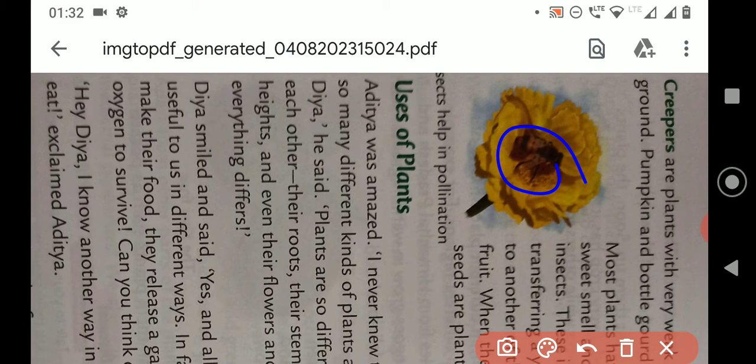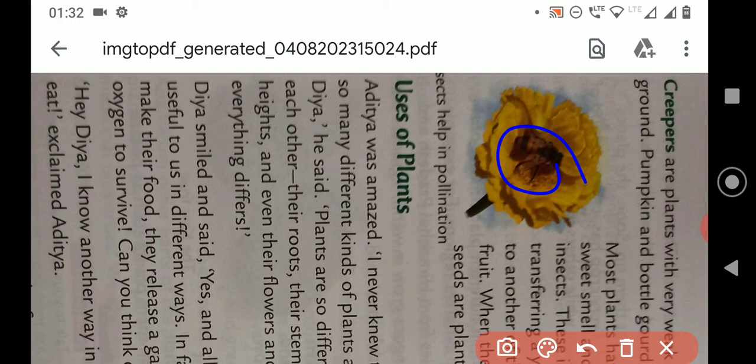When the birds or the bees come for the nectar, because of its bright color and sweet smell, the insects get attracted towards the flower. The flower actually wants to get pollinated. The plants want to get pollinated. And what is pollination? Pollination is the transfer of pollen. Pollen grains are the powder. It is the transfer of pollen grains from one plant to another plant.